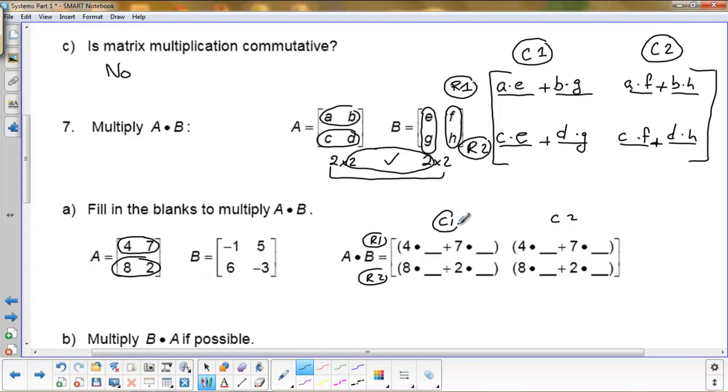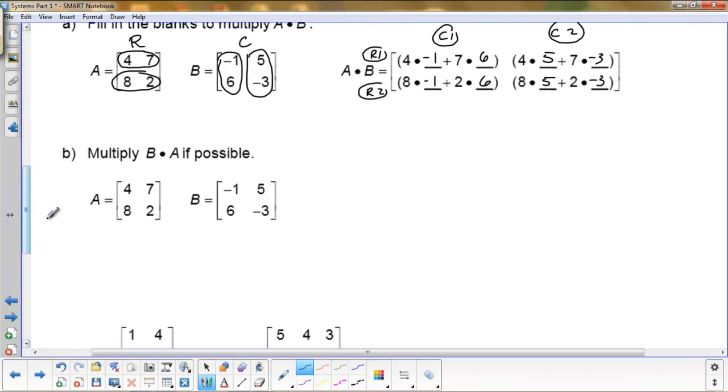Now I'm going to switch over to column 1. When I switch from rows to columns, I switch from the first matrix to the second one. So let's go ahead and write this. Maybe this will help us out. If we can make that connection, it might make it easier for us in the future. Column 1 is going to be the values -1 and 6. Now I'm switching to column 2, so that's going to be 5 and -3. Now I multiply all this together to get my resulting answers, and that's how I get my solution matrix in these problems.